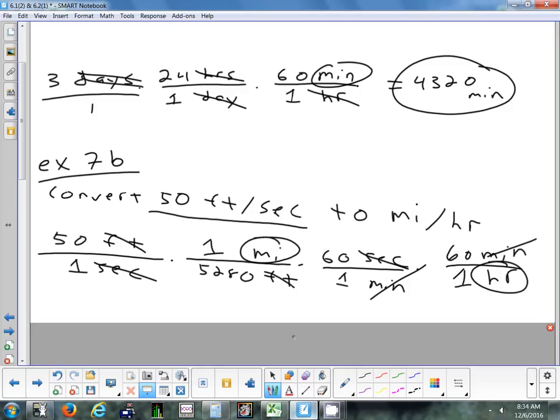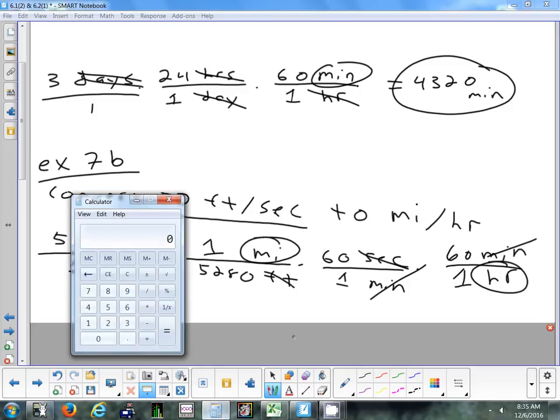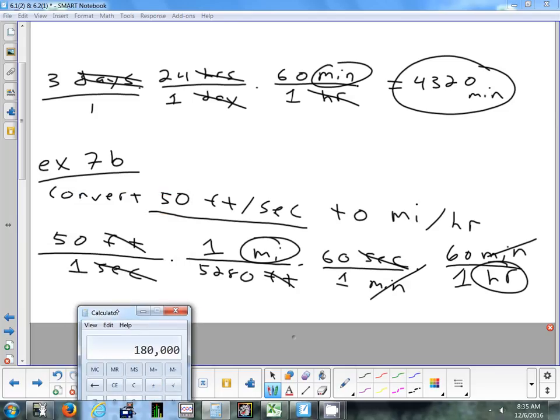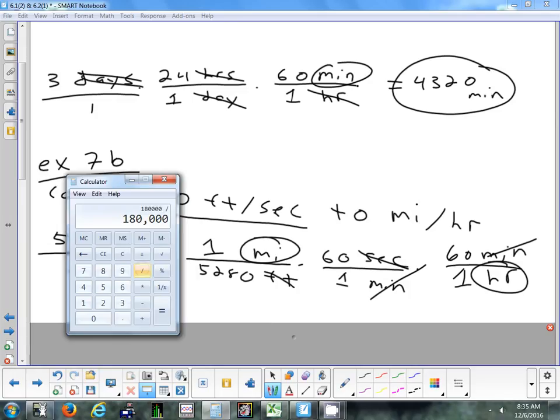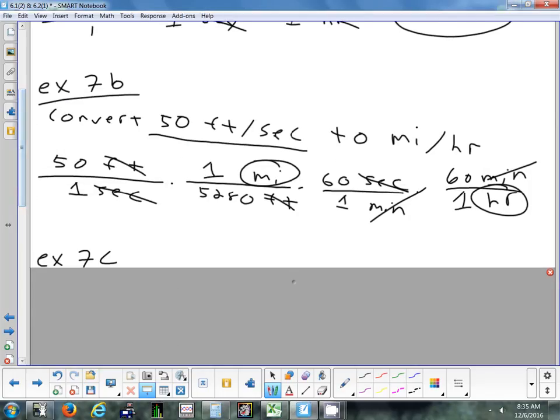All right, so we had 50 times 60 times 60. 60 times 60 is 3,600. 3,600 times 50 gives me 180,000. And then divide by 5,280. Okay, so 50 feet per second is about 34.09 miles per hour. Okay, any questions on that one?